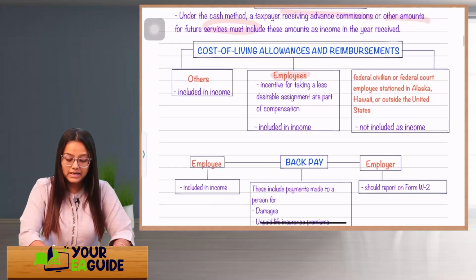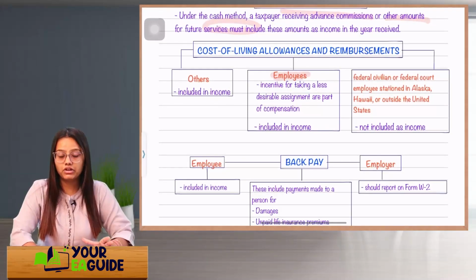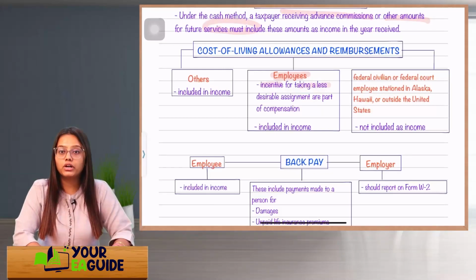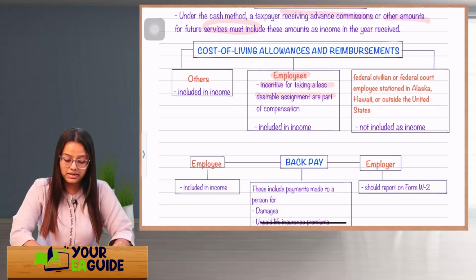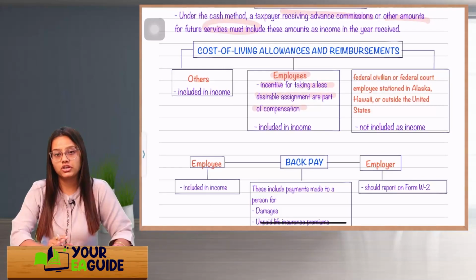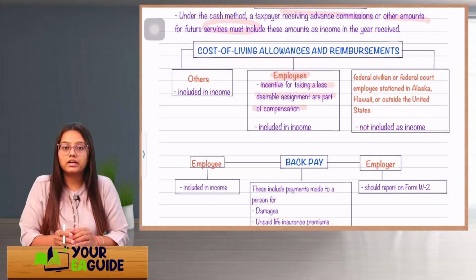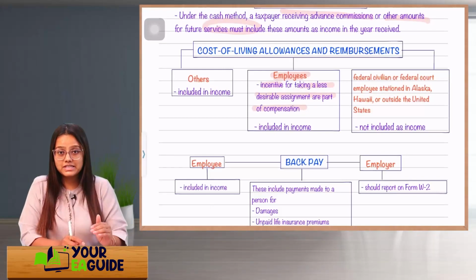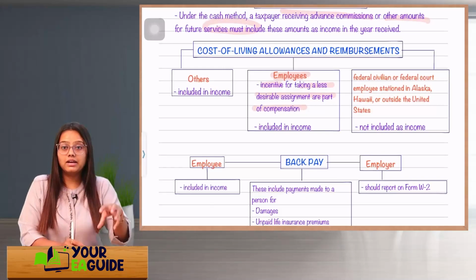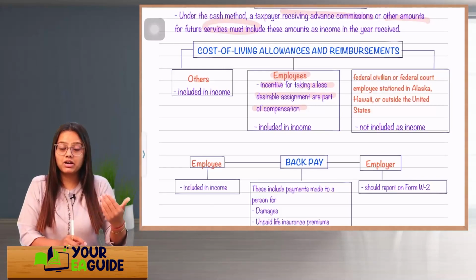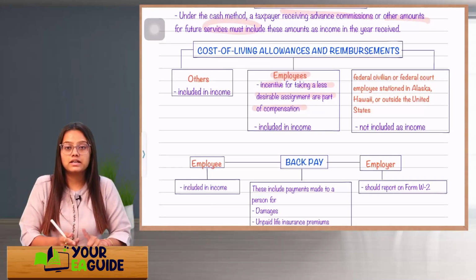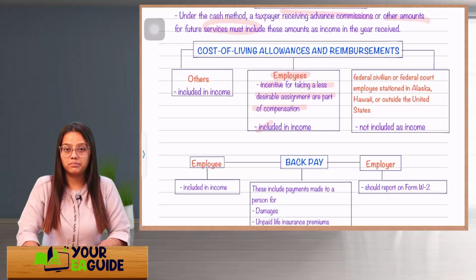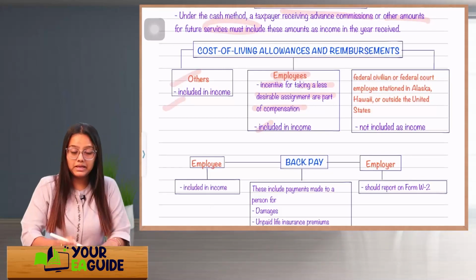Okay, next one is cost of living allowance and reimbursement. If an employee is receiving a cost of living allowance or any reimbursement from their employer, so this is an incentive for taking a less desirable assignment, it is part of compensation. Let's say they are given compensation for a non-compete or for some other reason, then for taking a less desirable assignment, if they receive compensation, this is considered their income, and it will be included in the income.